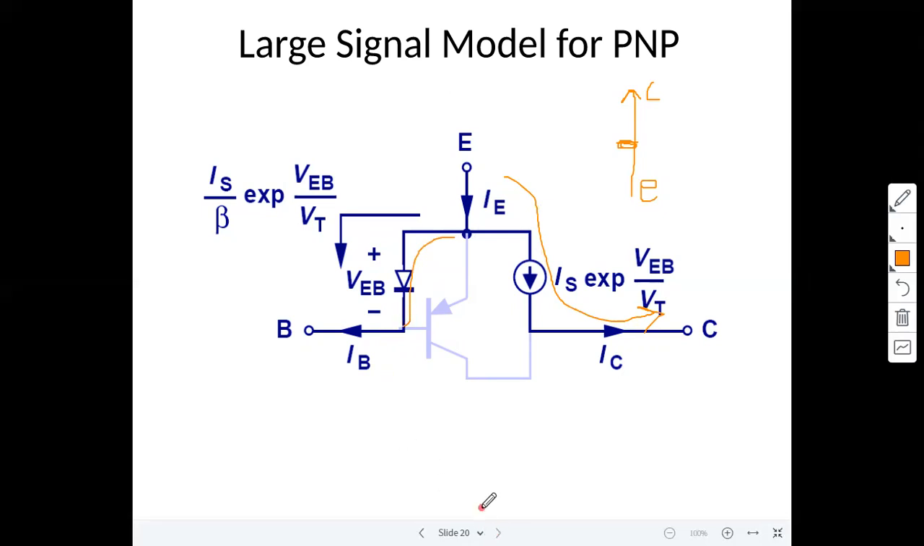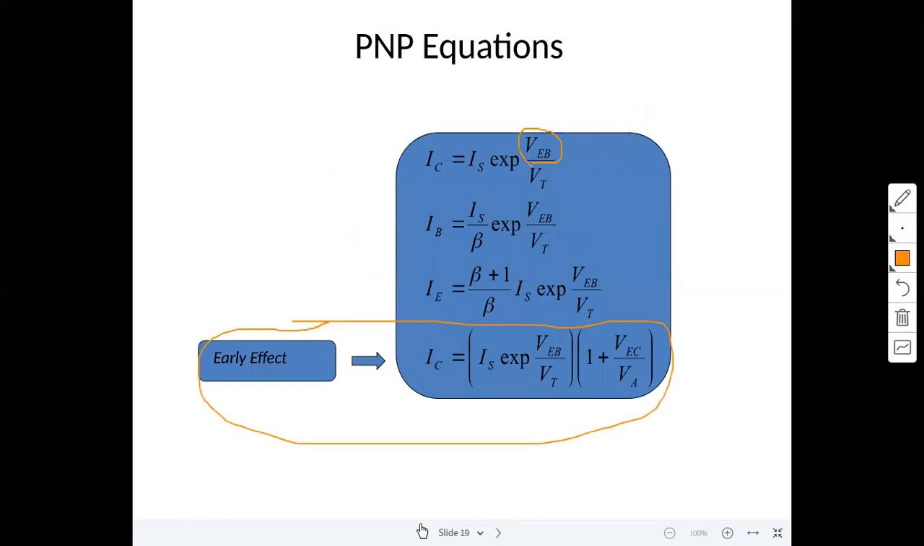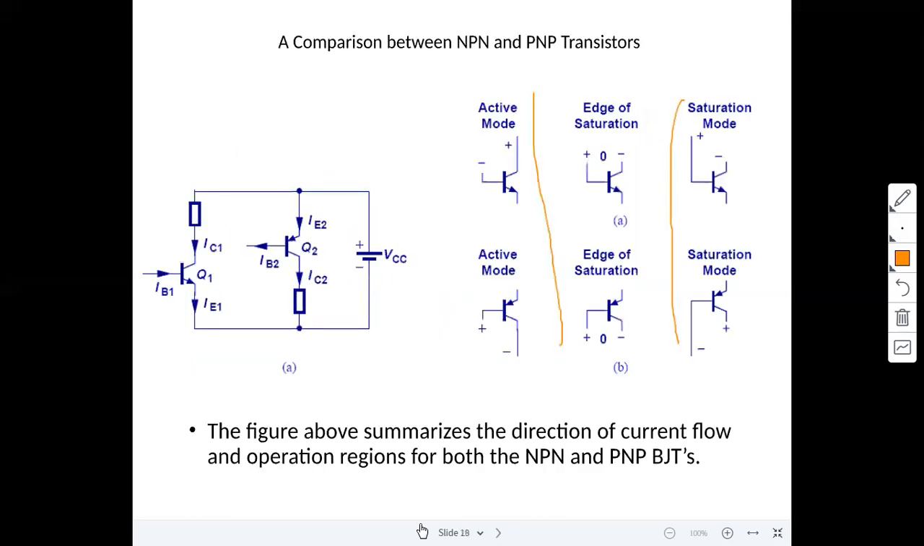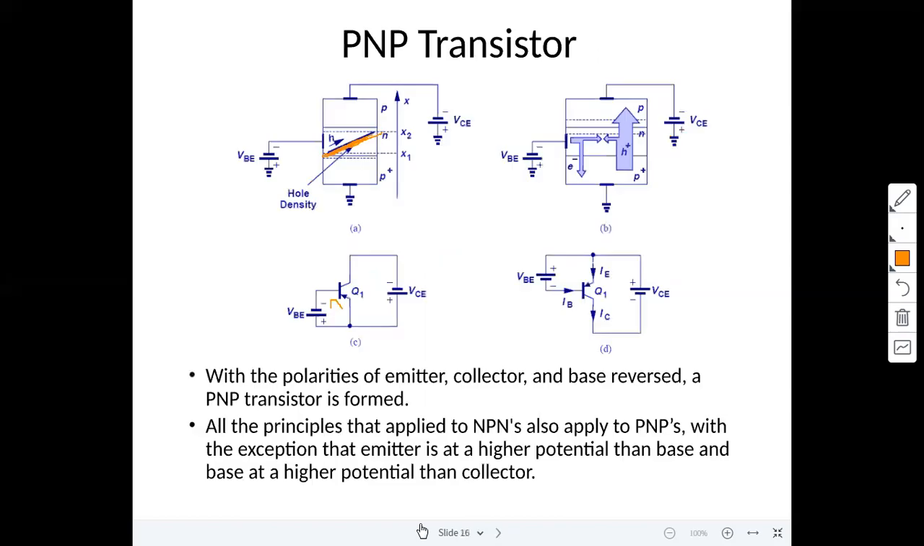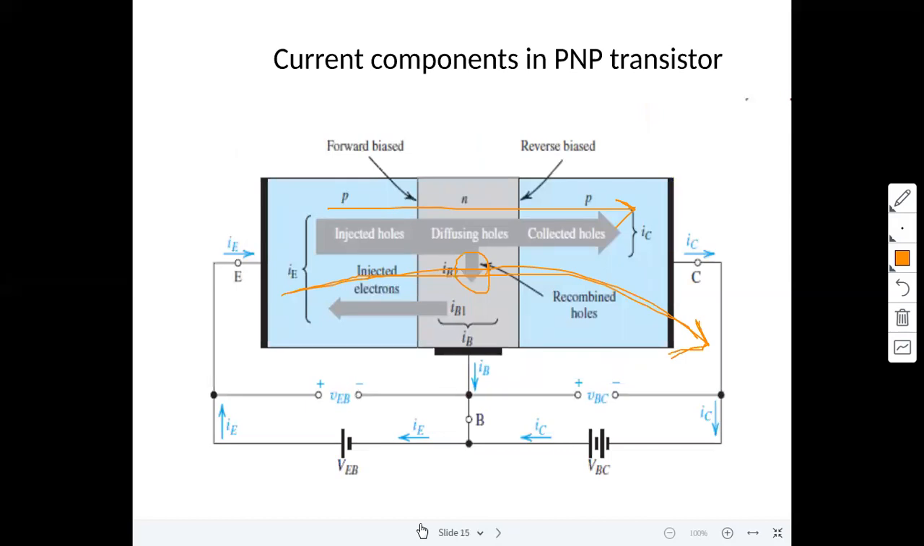This is about today's class. Today we mainly discussed three important topics. One is problems on DC current gains, the second is the transistor operated in saturation region, and the third is the PNP transistor, current components in a PNP transistor, and PNP transistor current equations, right?